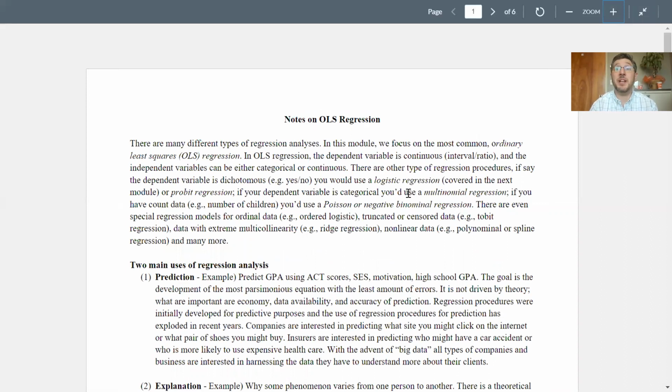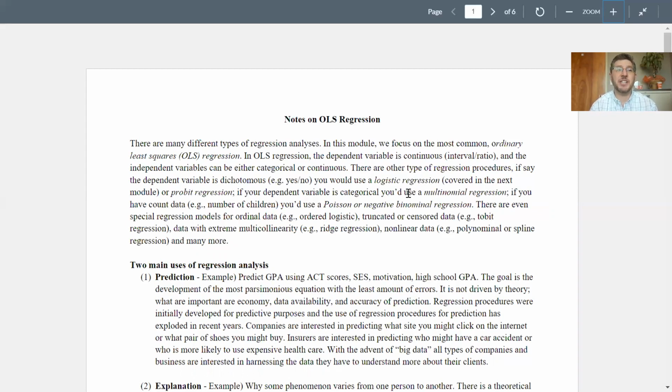You'll see in here, there are many different types of regression analysis. OLS regression is appropriate when your dependent variable is continuous, so it's measured on an interval or ratio scale, and the independent variables can be either continuous or categorical. It doesn't matter. There are other types of regression analysis. In the next module, we'll talk about logistic regression, which is used when your dependent variable is dichotomous, so maybe it's a yes, no, or pass, fail situation. You would use a logistic regression in that case.